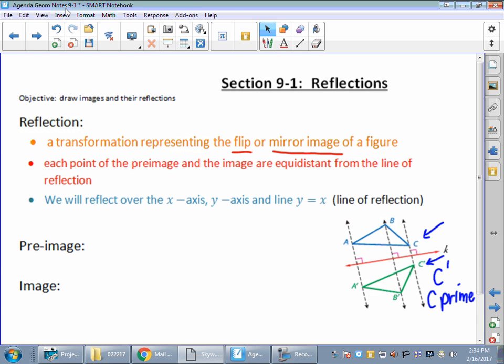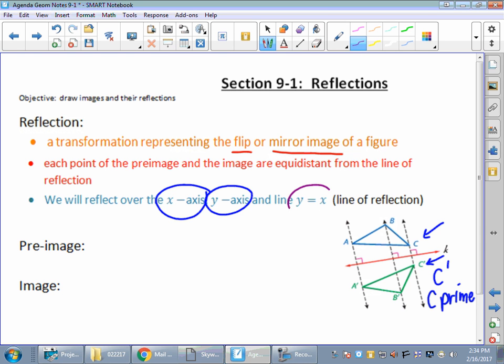We will do three different types of reflecting. We'll either reflect over the x-axis, our horizontal axis, the y-axis, or the line y equals x. And that will be the line of reflection. So I'll say, reflect the image over the x-axis. So the x-axis is our line of reflection.